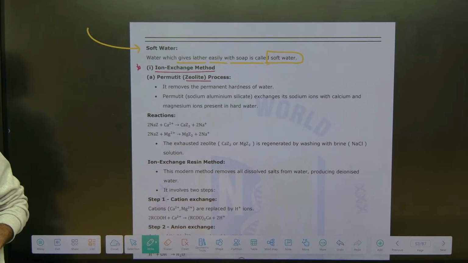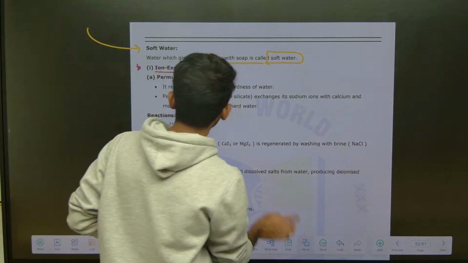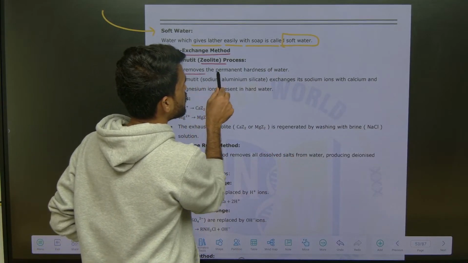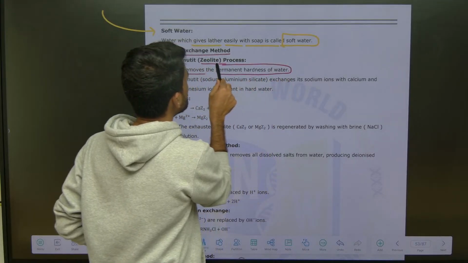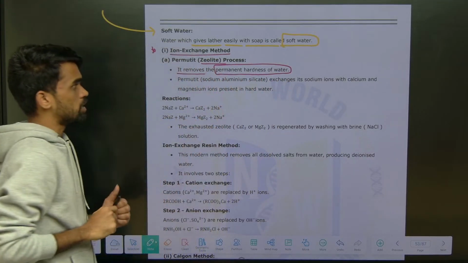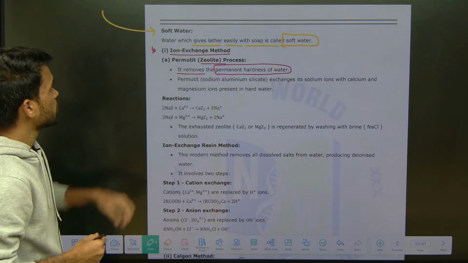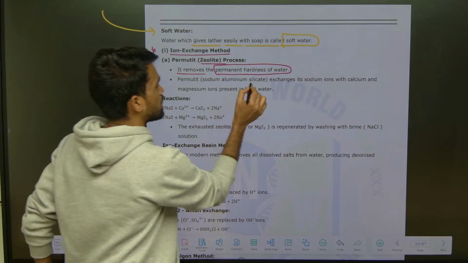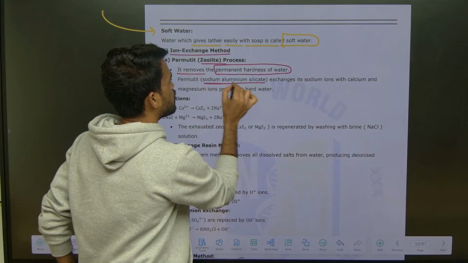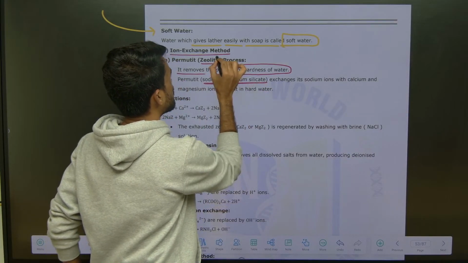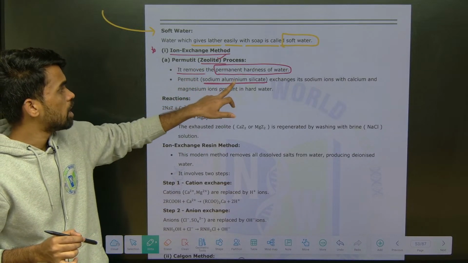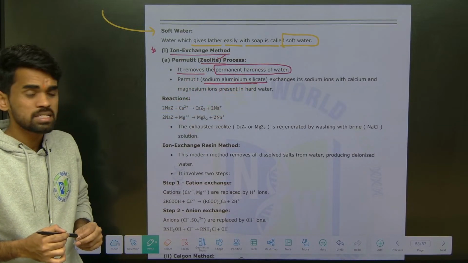So what is this zeolite process? Look at here. It removes the permanent hardness of water. So how will it remove it? See, zeolite is nothing but a silicate, sodium aluminium silicate is considered as zeolite. Permutit or zeolite here is sodium aluminium silicate.